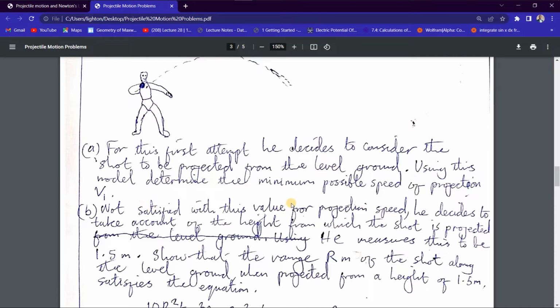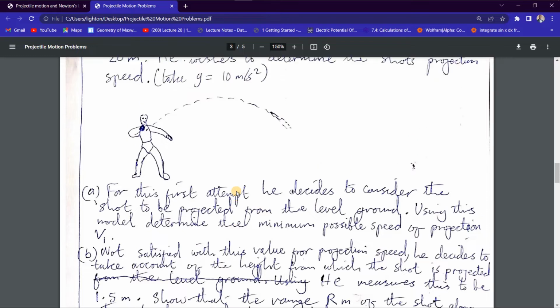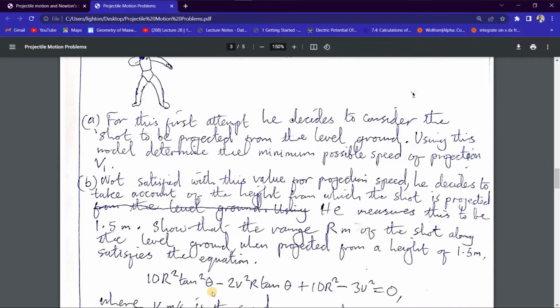Again, not satisfied with this value for projection speed, he decides to take account of the height from which the shot is projected. So now this time the man is trying to be more accurate. He's now taking note of the height of projection. The first part is not considering the height. He is assuming that it's projected from the ground level, going up, then falling back to the ground. So in the second part, this man wants to be more accurate.